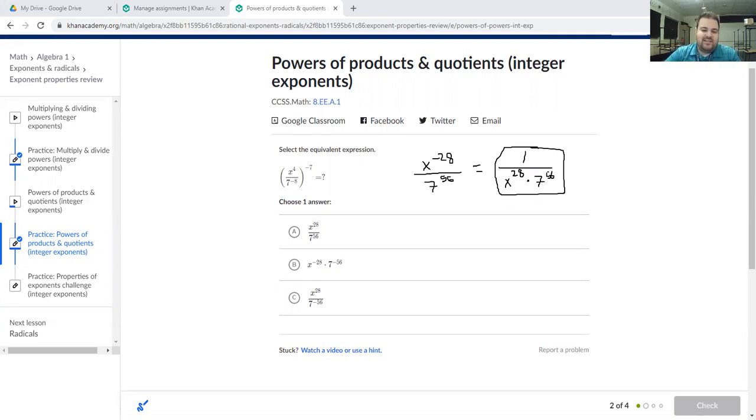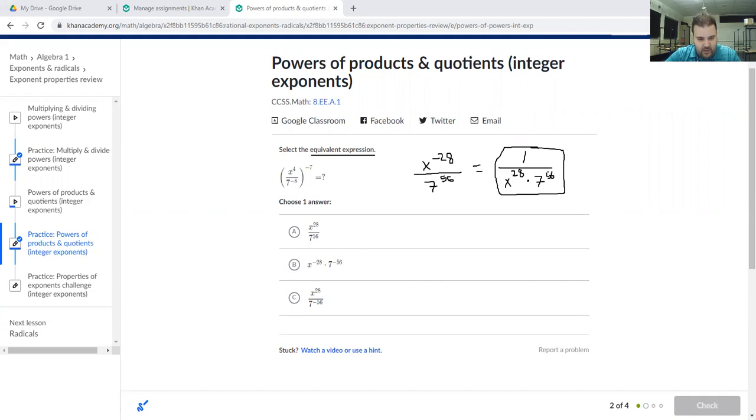The question, though, isn't necessarily what's the most simplified form. Khan Academy didn't ask that question. They actually said select the equivalent expression. So even though none of these to me are simplified correctly the way that I would want them to be, they're still equivalent. They're not asking for simplified, they're looking for equivalent. We need to figure out which of these is equivalent to our answer.